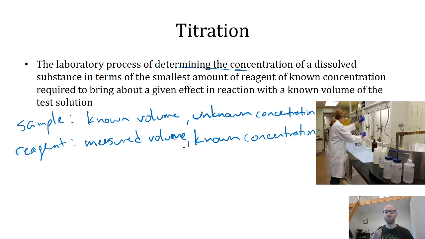So the idea is you have a known volume of your unknown sample, and you measure the exact volume, where it's written there, the smallest amount of reagent of known concentration required to bring about a given effect. So the smallest volume, you measure the volume of your known substance to get a complete reaction.